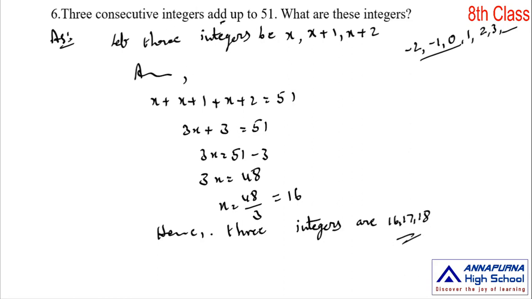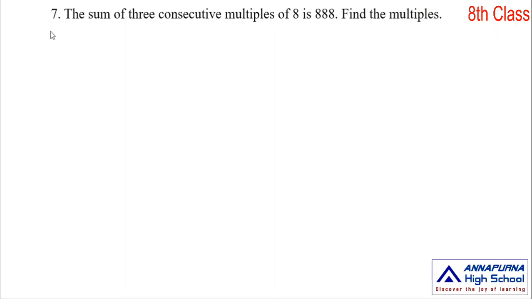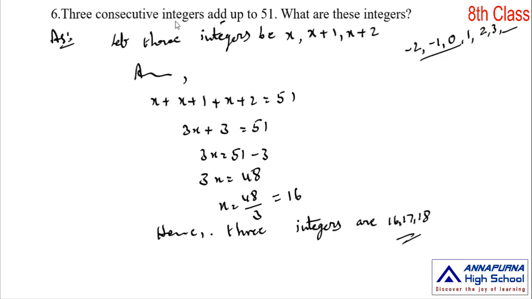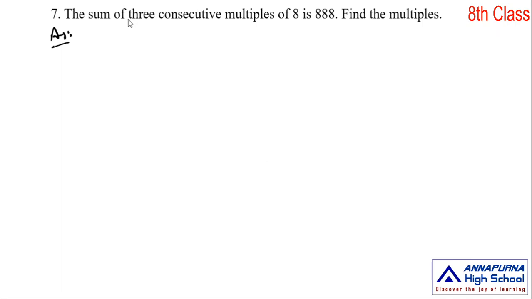And when you come to the next one, the seventh one: the sum of 3 consecutive multiples of 8 is 888. Find the multiples. In the previous sum, we observed consecutive integers. Here, consecutive multiples of 8. Consecutive means continuous. If the first multiple is 8, then its next multiple is 16, the next multiple is 24, like that. So the sum of 3 consecutive multiples of 8 is 888. Find the multiples. First we choose the 3 multiples.